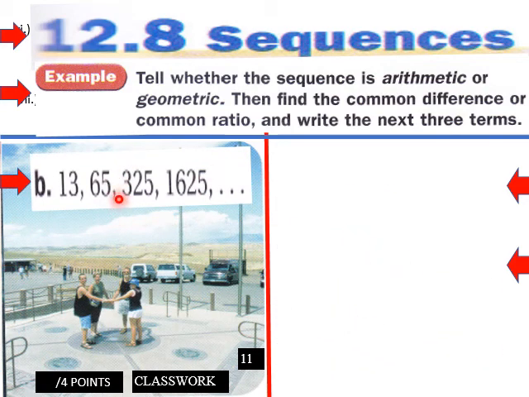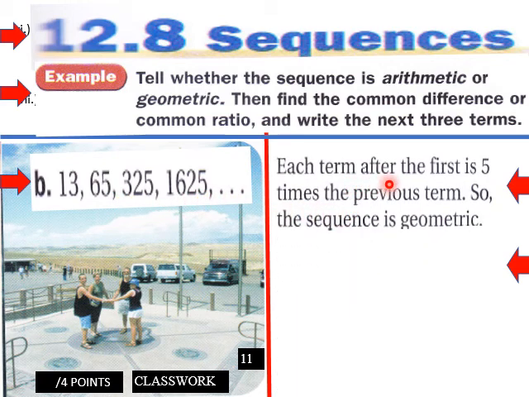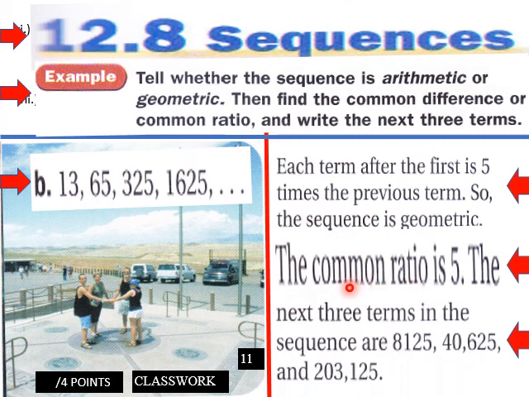Let's try another one. 13, 65, 325, 1625. Each term after the first is 5 times the previous. So the sequence would be geometric. The common ratio is 5. The next 3 terms in this sequence will be 8125, 40,625, and then 203,125. This would be a geometric sequence here.